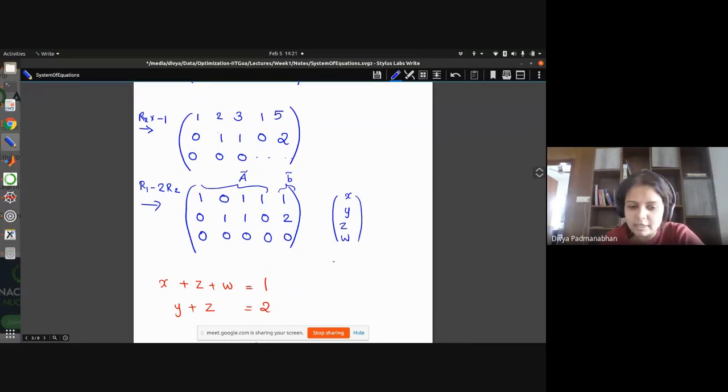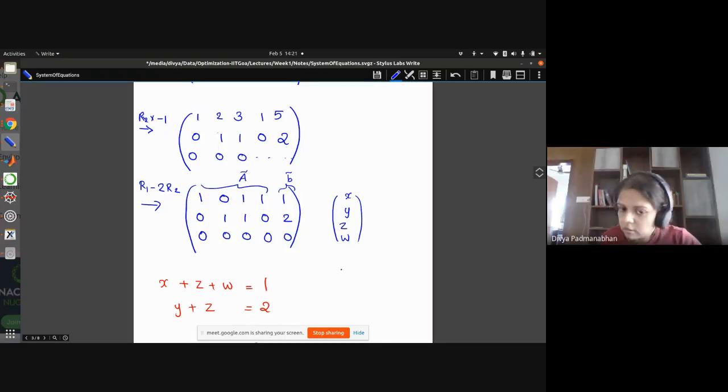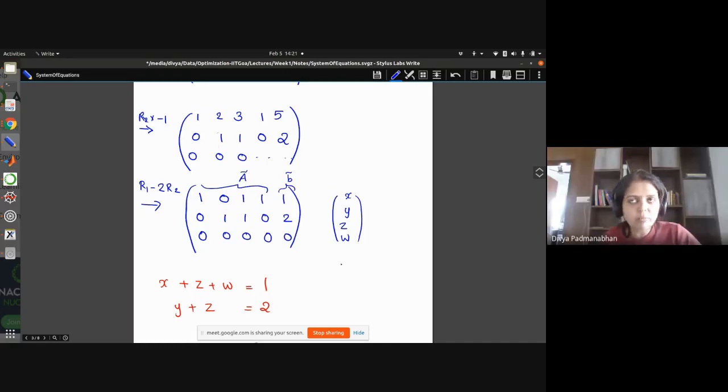Can you tell me some solutions now from this? You need to get the values of x, y, z, w. Parameterize solutions. There will not be a unique solution, right? There will be a parameterized solution. So can you give me a parameterized solution?